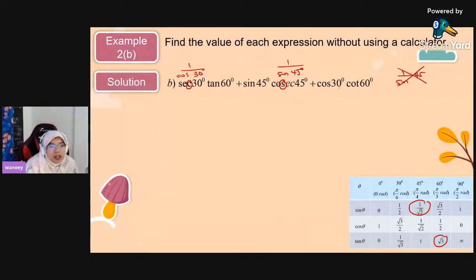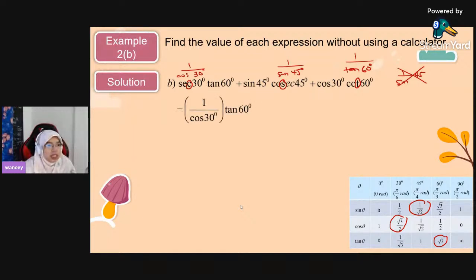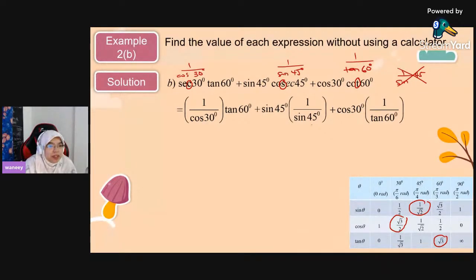Okay, so cos of 30, that is sec 3 over 2. And then cotangent, so 1, 2, 3, this is 1 over tangent. So 1 over tangent, so the angle is 60 degree. So 1 over tangent of 60. So we are going to replace all those things and then see what happened when we simplify them. Okay, so replace. Okay, so as you can see, we got sine 45 over sine 45.